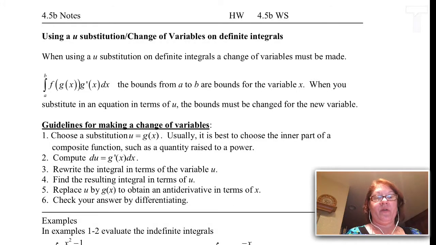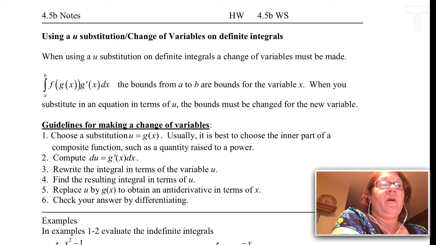Howdy, calculus. So I'm going to give you a list of things to check for in this video for what you might change into a u. So here are my suggestions.